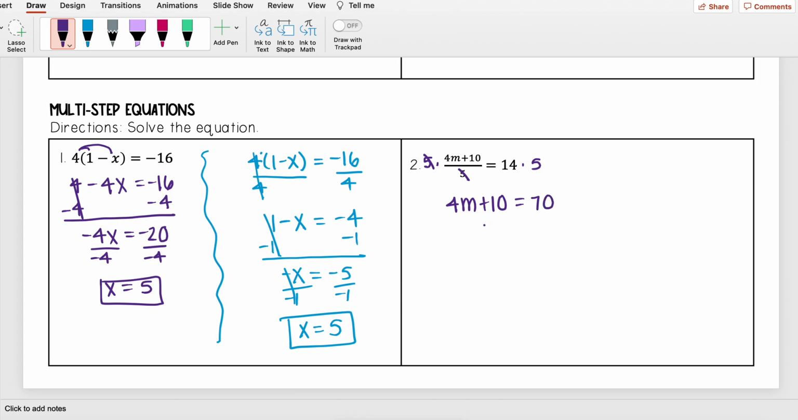And now I can go ahead and solve this like normal. So I'm going to subtract 10 from both sides. And so I get that 4m is equal to 60. And then I'm going to divide both sides by 4. And I get that m is equal to 15.